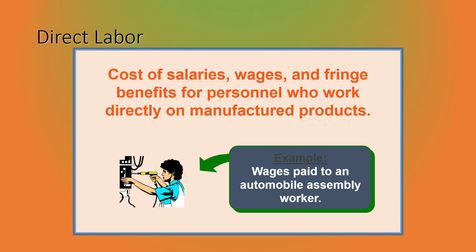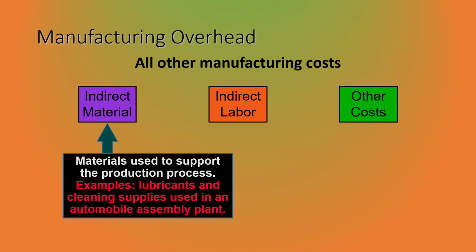For example, wages paid to automobile assembly workers, or in case of a furniture manufacturing company, those skilled laborers who are directly converting wood into furniture are called direct labor. Then the third part of the product is manufacturing overheads. So all other manufacturing cost other than direct material and direct labor is called manufacturing overhead.